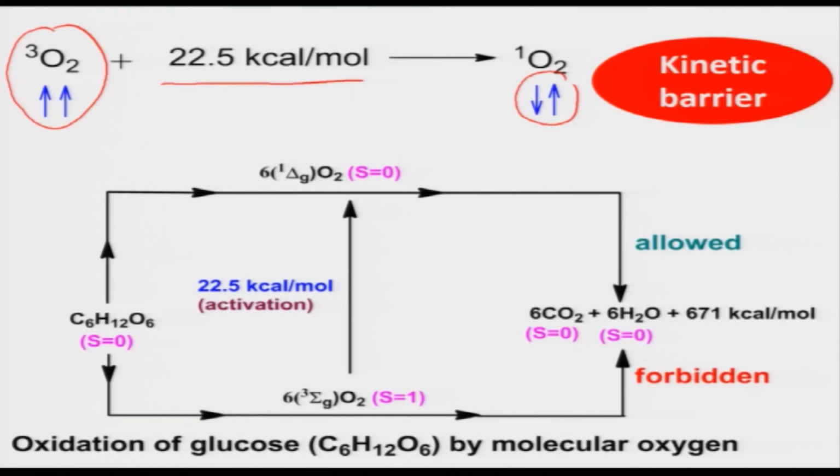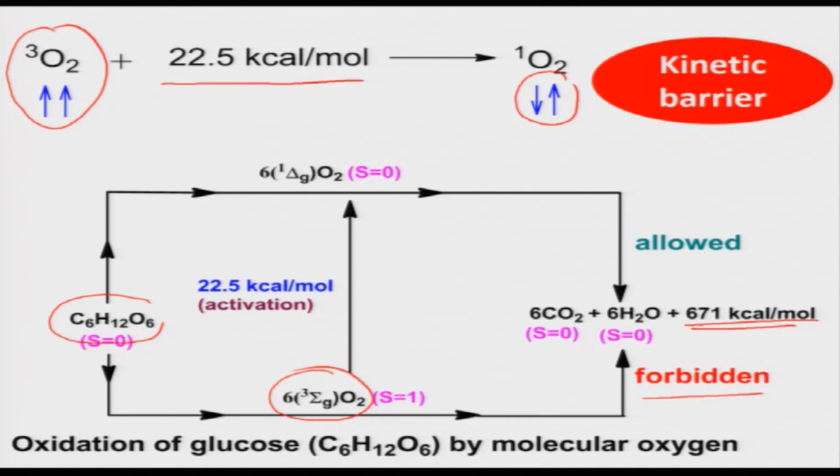You can see yourself in the respiration what is happening, the glucose, as you all know, is an organic molecule, a singlet, and the normal atmospheric oxygen, which is a triplet oxygen, will not produce 6 CO2 plus 6 H2O plus 671 kcal per mole. So, this pathway is a forbidden pathway. The reason is that it is spin forbidden. So, one is singlet, dioxygen is triplet. So, it will not happen.